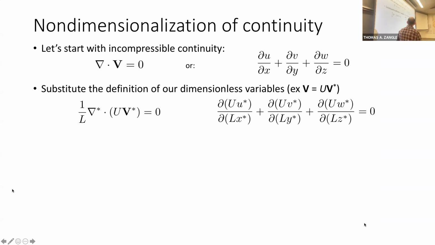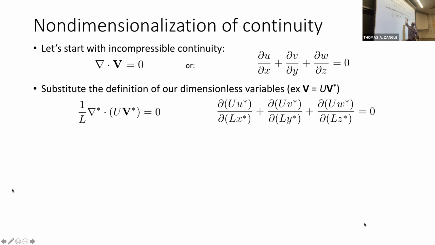So we said that, for example, u star is equal to little u over big U, right? So that means we can rearrange that and say that little u is equal to big U, the reference scale, times u star, the dimensionless form. So we can take our definition of u star, rearrange it, and substitute in for the dimensional form of that little u. And we do that for every variable in the problem.